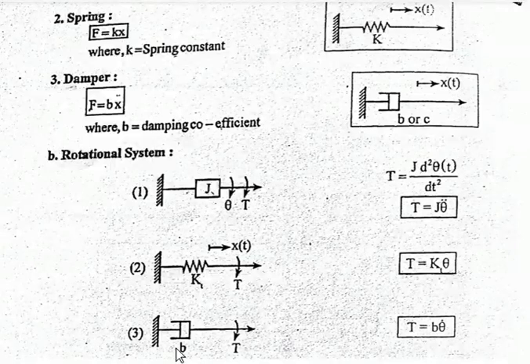Next, the third one is the damper. In the rotational system, if the damper is given, you just have to write torque is equal to B into theta dot. Again, B is nothing but what?